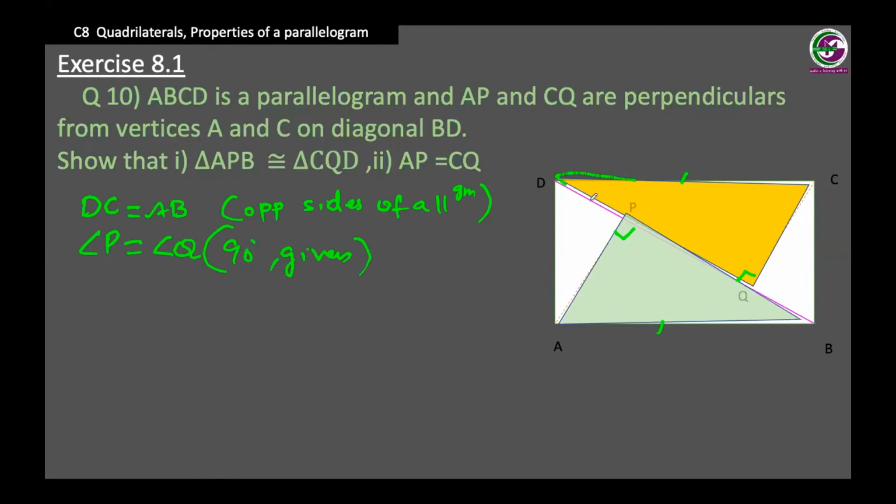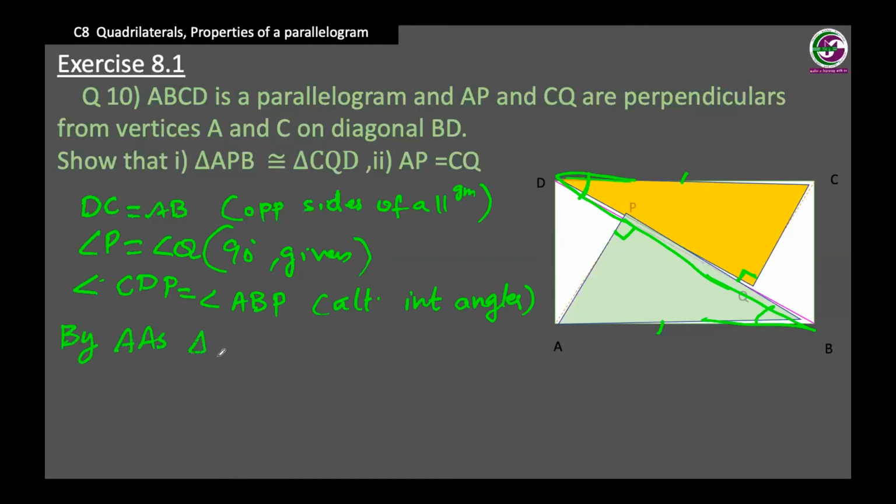Also, we have a Z shape here, if you can notice. So the angles at the top and bottom are the same. So angle CDP is equal to angle ABP, alternate interior angles. Again, this is because it is a parallelogram. So by AAS, angle angle side, triangle APB is congruent to triangle CQD. And by CPCT, we can show that AP is equal to CQ. Corresponding parts of congruent triangles are equal. That was an easy question.